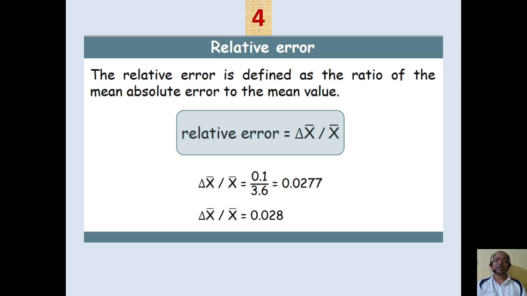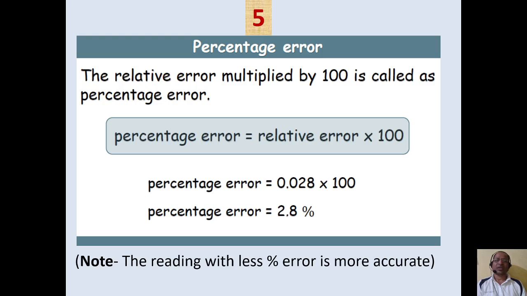Fourth step is to find the relative error. Now we have 2 averages. From the 5 measurements, we have the mean reading, and from the 5 absolute errors, we have the average absolute error. Take the ratio of these two averages. So relative error is the ratio of the mean absolute error to the mean value. In this example, the relative error comes to be 0.028. And lastly, we have to find the percentage error. Percentage error is simply relative error multiplied by 100. In our example, the percentage error is 2.8%. Remember, the reading with less percentage error is more accurate.